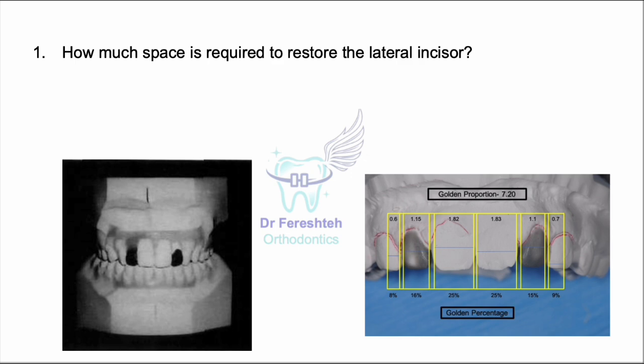If the patient is congenitally missing the opposite lateral incisor, a diagnostic wax-up should be constructed. This will determine the correct size for the restoration of the peg-shaped lateral incisor. During this step, considering the golden ratio is important.